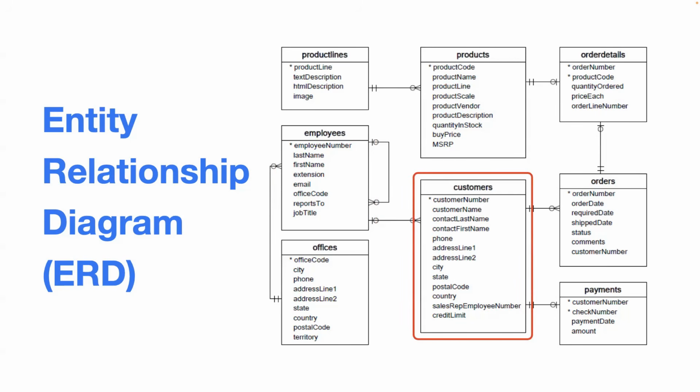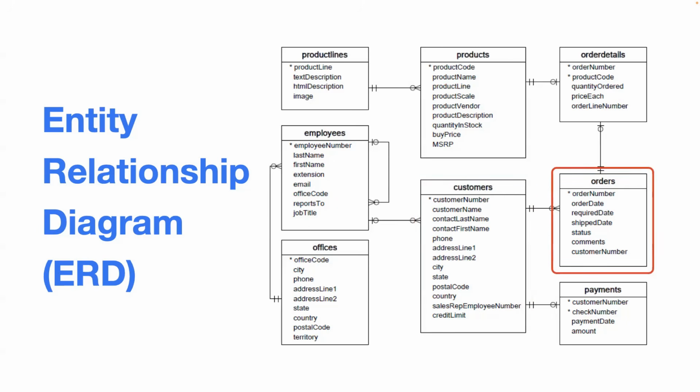Then there are customers. So customers are toy or gift stores, and each customer has a unique customer number, which is the primary key. And then there's a customer name, which could be the name of the store. And then there's a contact name, last name and first name, and some other information about customers. Most customers have a sales representative, and that is tracked in the sales rep employee number column, which is a foreign key to the employees table.